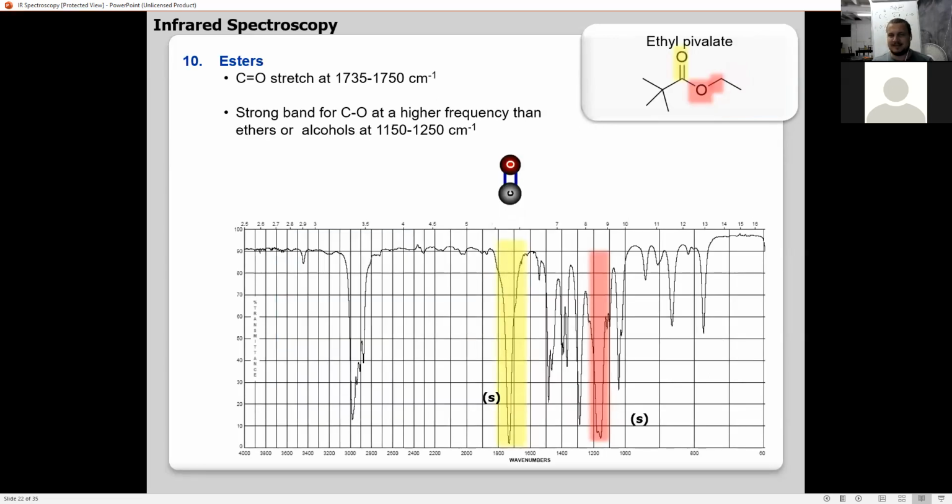So esters have carbon to oxygen double bond, they also have a carbon to oxygen single bond at about 1150.